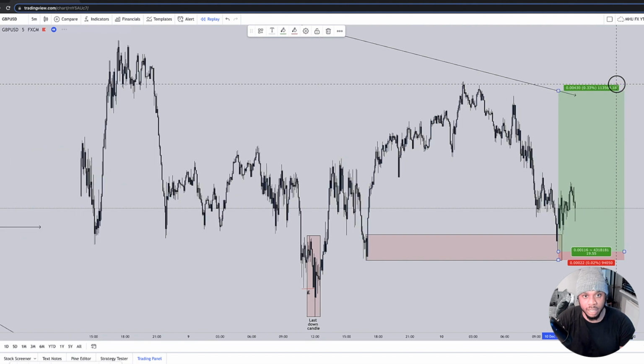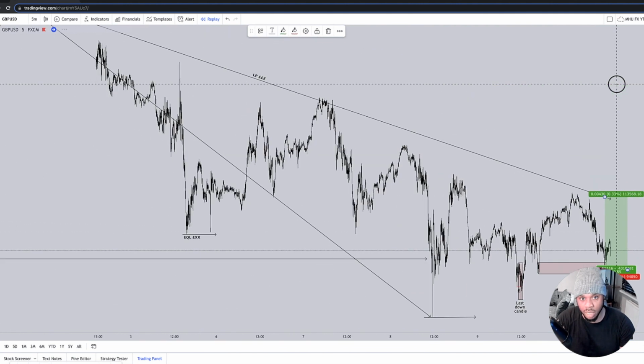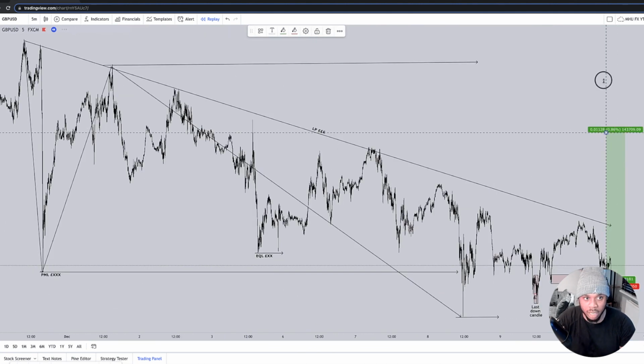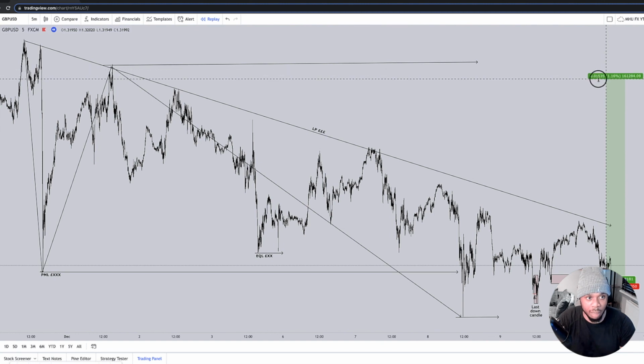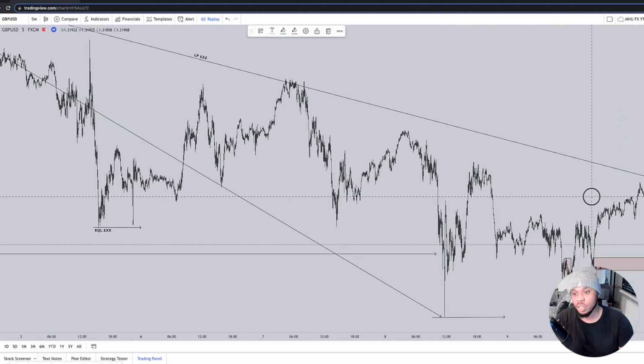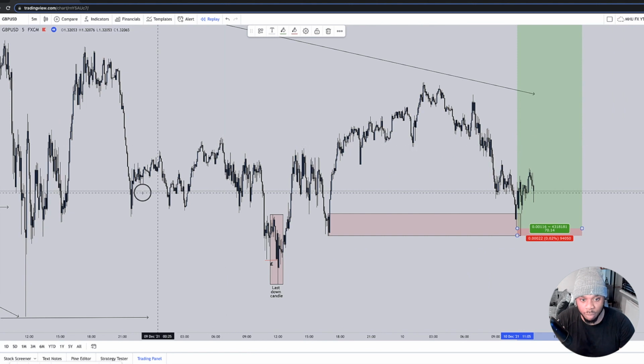I'll show you where I was targeting, just so you guys know. This was the target, and then this was my ultimate target. It was right up into here, I believe. So obviously you could have put your stop loss beneath the low, you could have put it beneath this one too, which is the main thing to put your stop loss beneath, but I was comfortable with this.